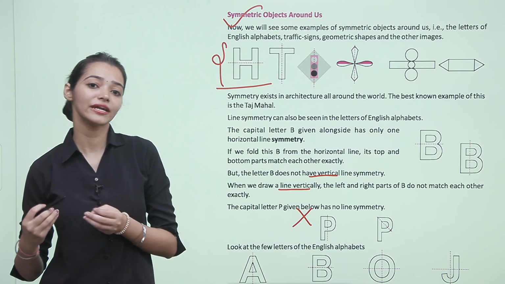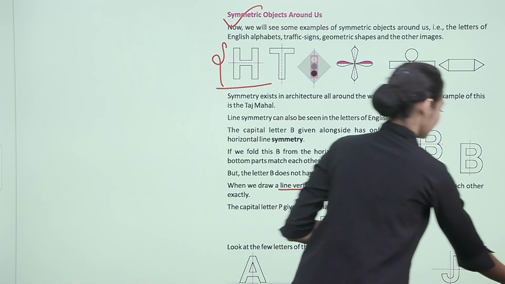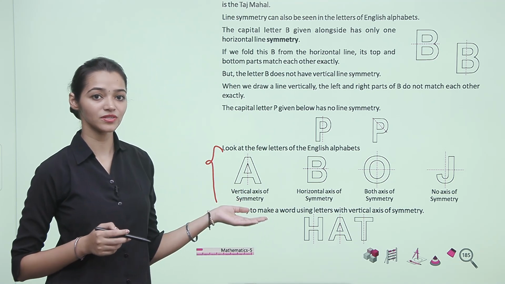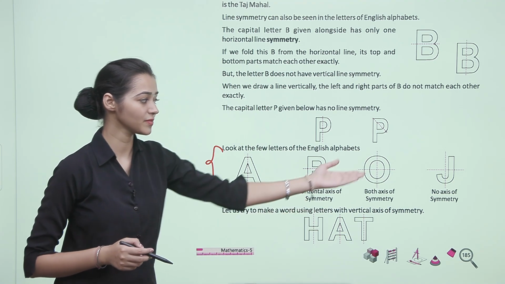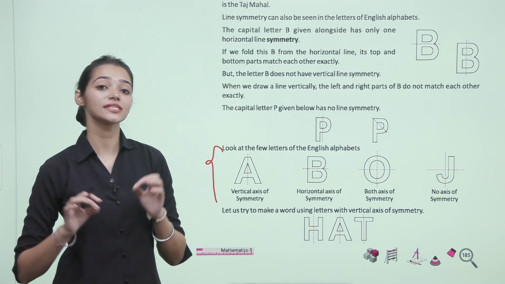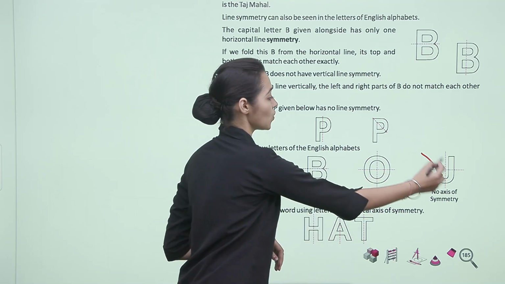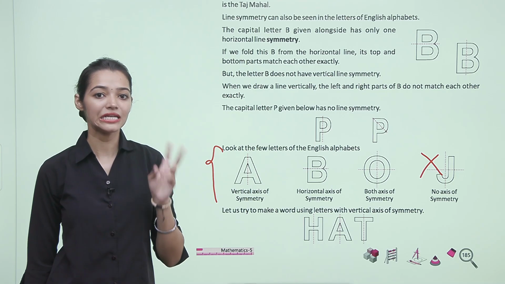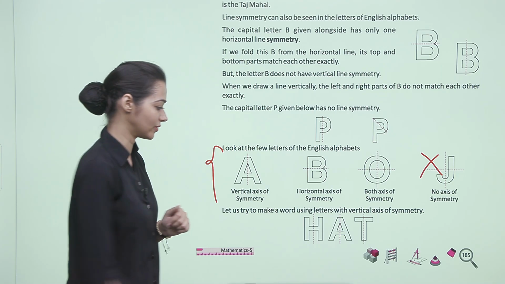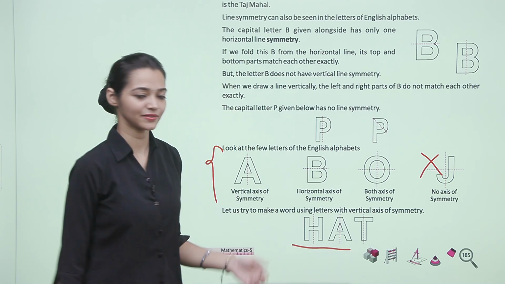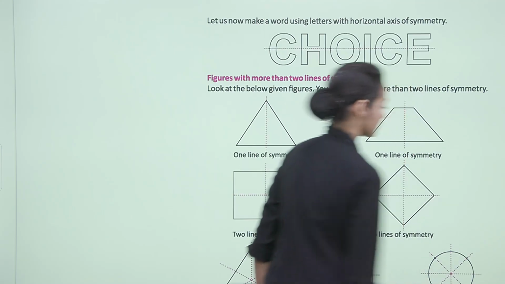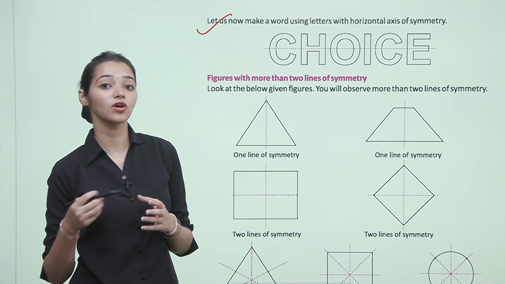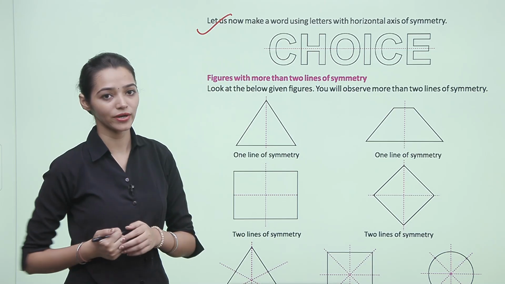Now let's look at a few letters of the English alphabet. Here A has a vertical line of symmetry, B a horizontal axis of symmetry, O and J. O has both axes of symmetry and J has no axis of symmetry. Now let us try to make a word with letters having a vertical axis of symmetry. So the word here is hat. Let us now make a word using letters with a horizontal axis of symmetry, that is choice.